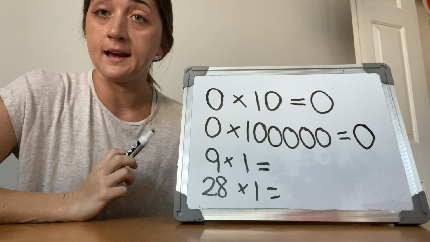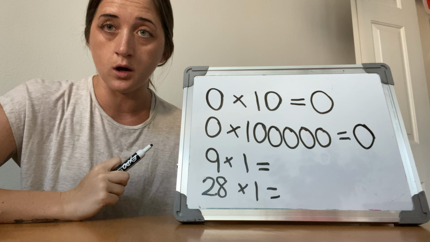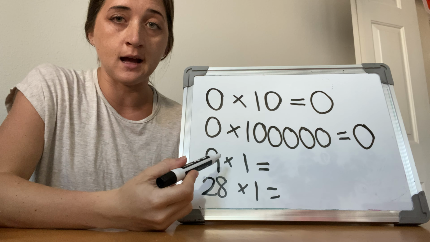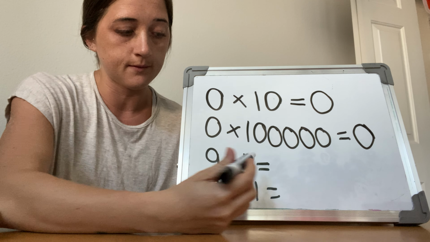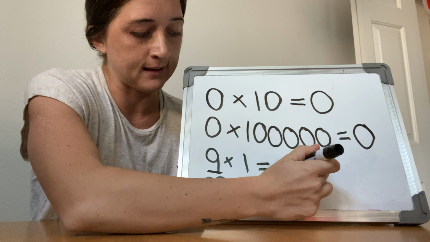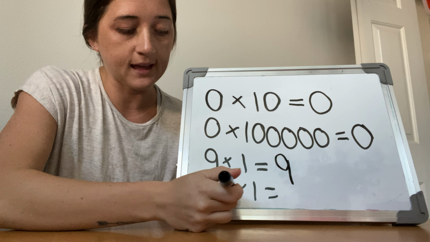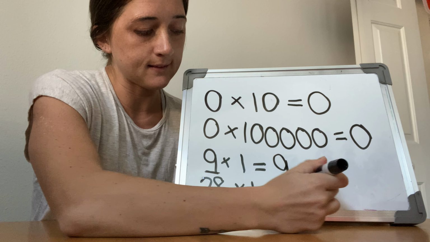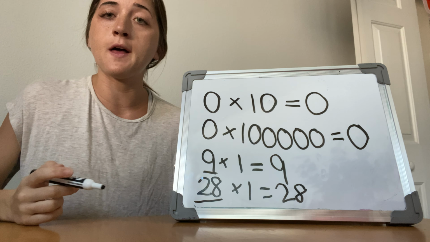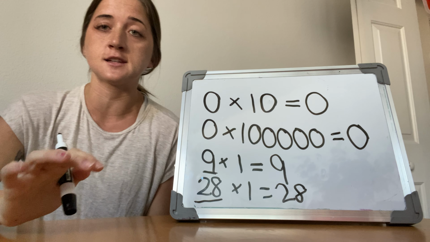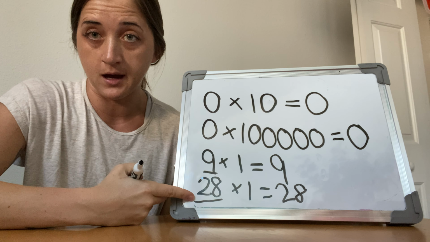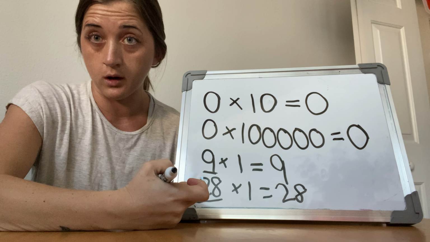Same with 1. Any number times 1 is equal to the number you're multiplying by. For example, 9 times 1 equals 9. 28 times 1 equals 28. Same rule applies. It doesn't matter if it's 1 digit, 2 digits, 10 digits. It is always going to be the number that you are multiplying by when you multiply times 1.